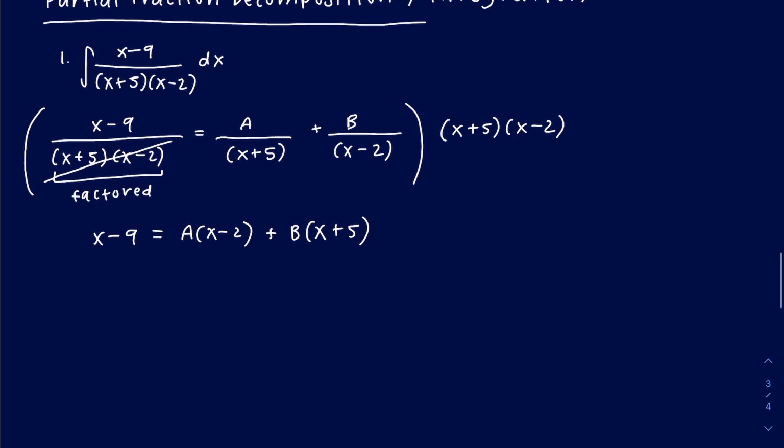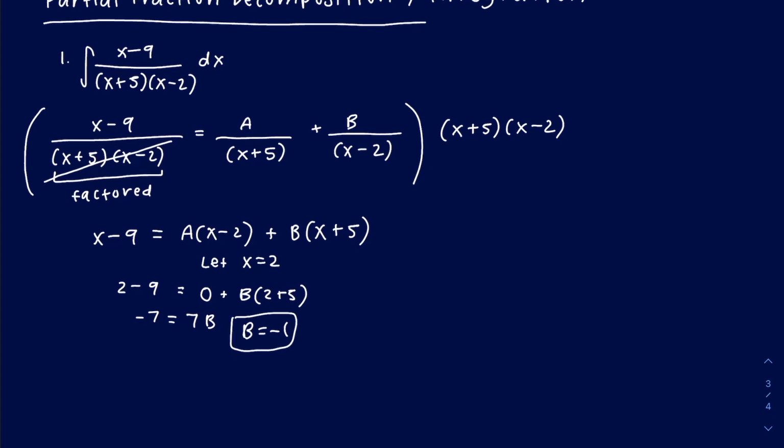From here, to solve for A and B, you can plug in numbers that make one of them 0. For example, if we let x equal 2, then A times (2 - 2) is just 0, so you're left with 0 plus B times (2 + 5). On the left, you're left with 2 - 9, so negative 7 equals 7B. So B is equal to negative 1. There you found your first constant.